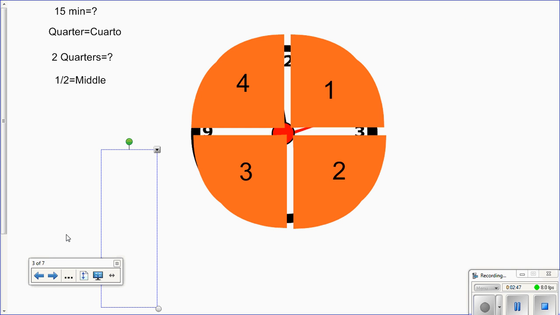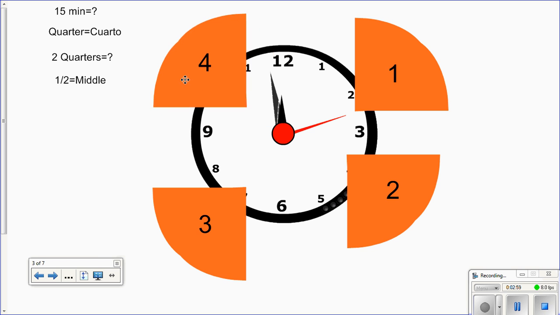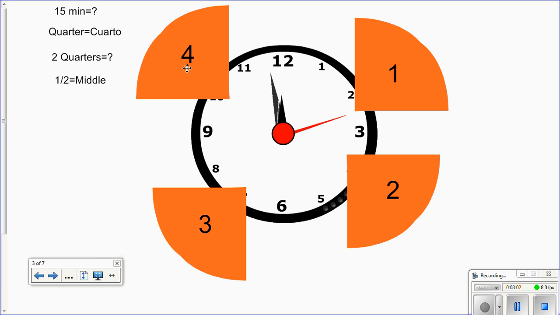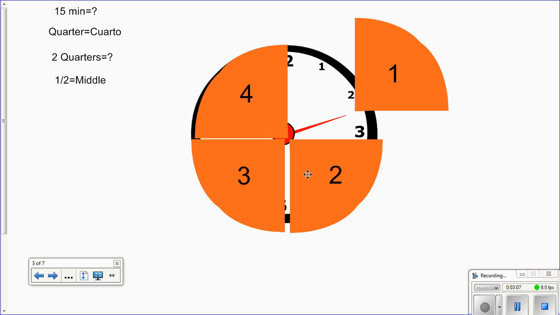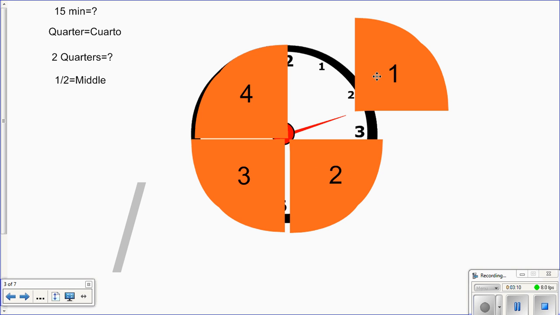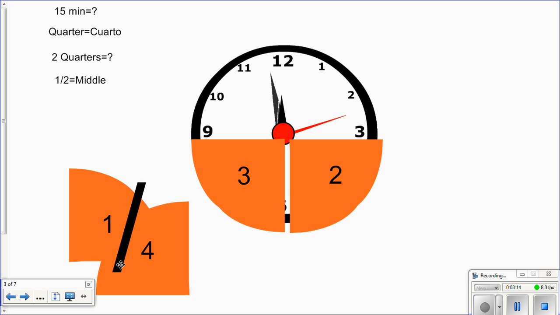So I have to ask you guys, what is 15 minutes when we're talking about a clock? I've broken this one up into 4 parts. You guys can see the 4 parts right here. 1, 2, 3, and 4. So each one of these represents a 15-minute chunk. And if we think about this mathematically, each section is 1/4. So every 15 minutes equals 1/4, and 1/4 you all should know is like a quarter.